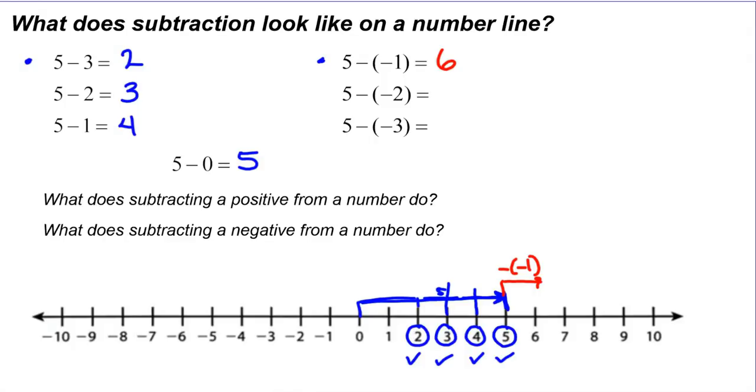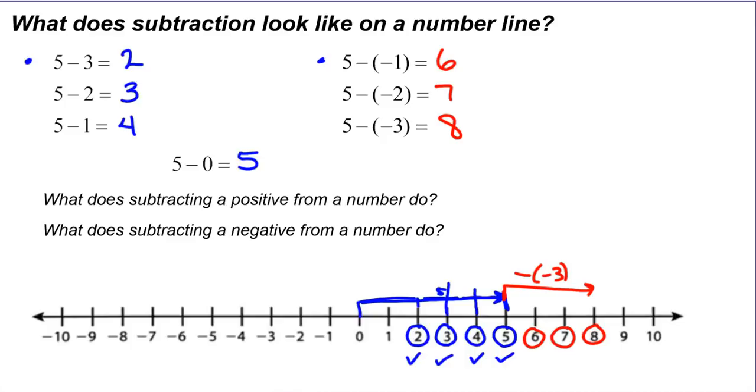So 5, well, we were at 6 there. So if we take negative 2 away, we're actually going to increase the value by 2. Taking away 2 negatives is actually like increasing the value by 2. So 5 minus negative 2 is actually 7. And then lastly, 5 minus negative 3, we're going to increase the value by 3. And that's going to give us 8. 5 minus negative 3 is 8.